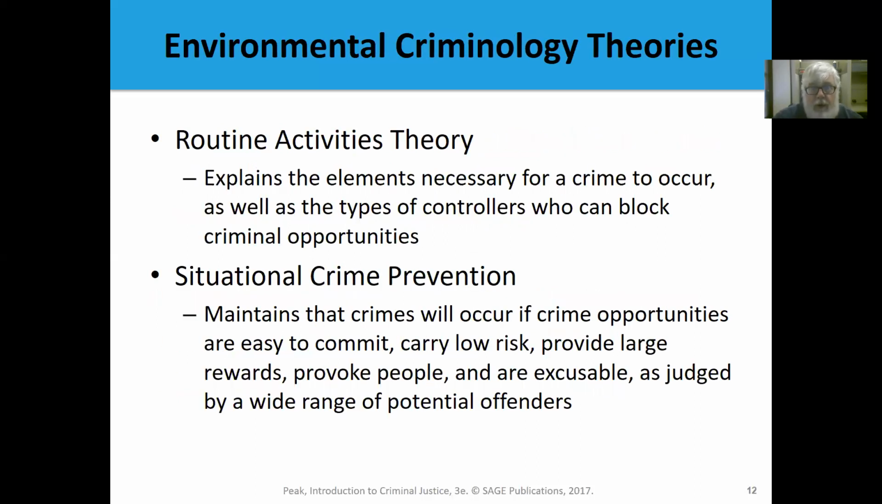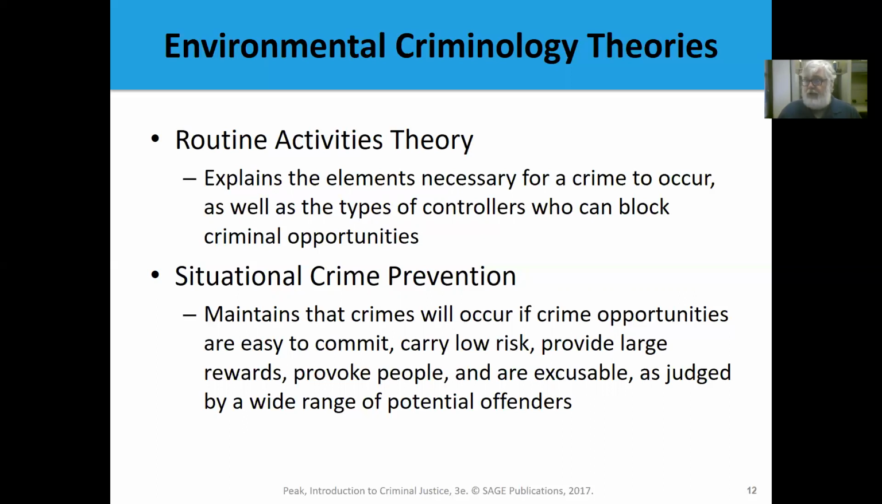Environmental theories suggest that the environment, the area in which you reside, and the situations that you put yourself in have an effect on crime. So routine activities theory suggests that people who are involved in certain types of activities and doing certain things place themselves, maybe not on purpose, in situations where they may be more likely to be victimized, and some people more likely to commit crime.